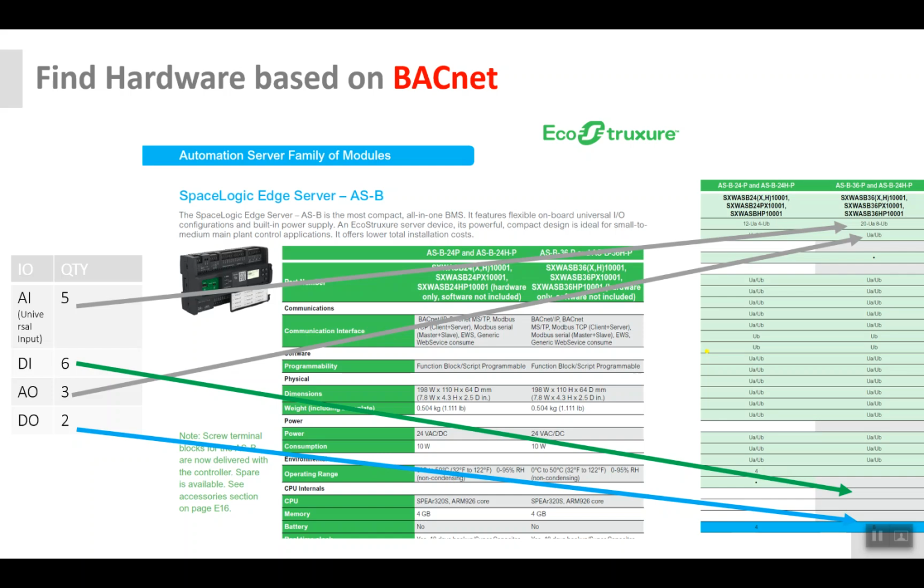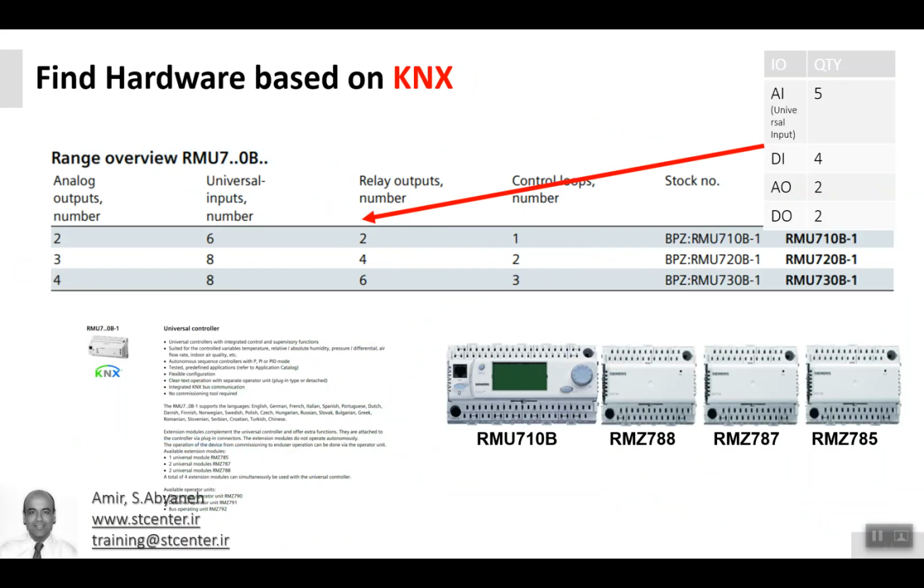So there are some needs in I/O, and according to the I/O we are going to select the right hardware. Also we can use the Synco 900 from Siemens. Here we can also use an RMU for the air handling unit, and next to it the digital input output if we need more.